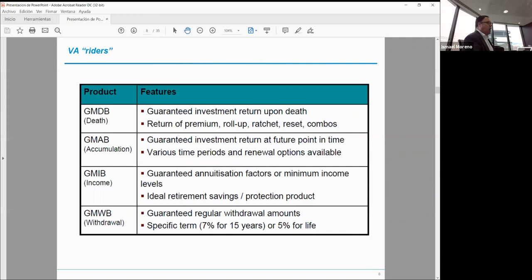Right. So the riders, the vocabulary or the taxonomy of the riders. A guaranteed minimum death benefit is a guaranteed amount upon death. So you've got this fund, and I can guarantee you that if you die within the next 5 years or the next 10 years, I will give you the highest of the market value of the fund or the minimum amount that we have specified. That can be a flat amount or an increasing amount or whatever.